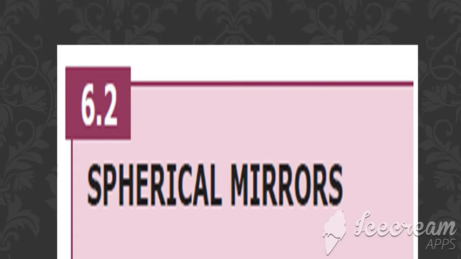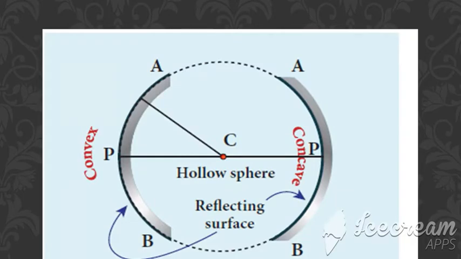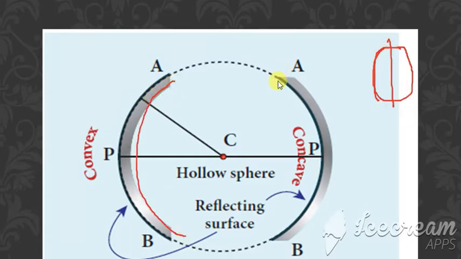Our next topic we are going to see is about spherical mirrors. Consider a spherical mirror like this, and we can split this full sphere into two halves. One is curved on one side, and the other is curved on the other side. So this is called a convex mirror, and this is called a concave mirror.